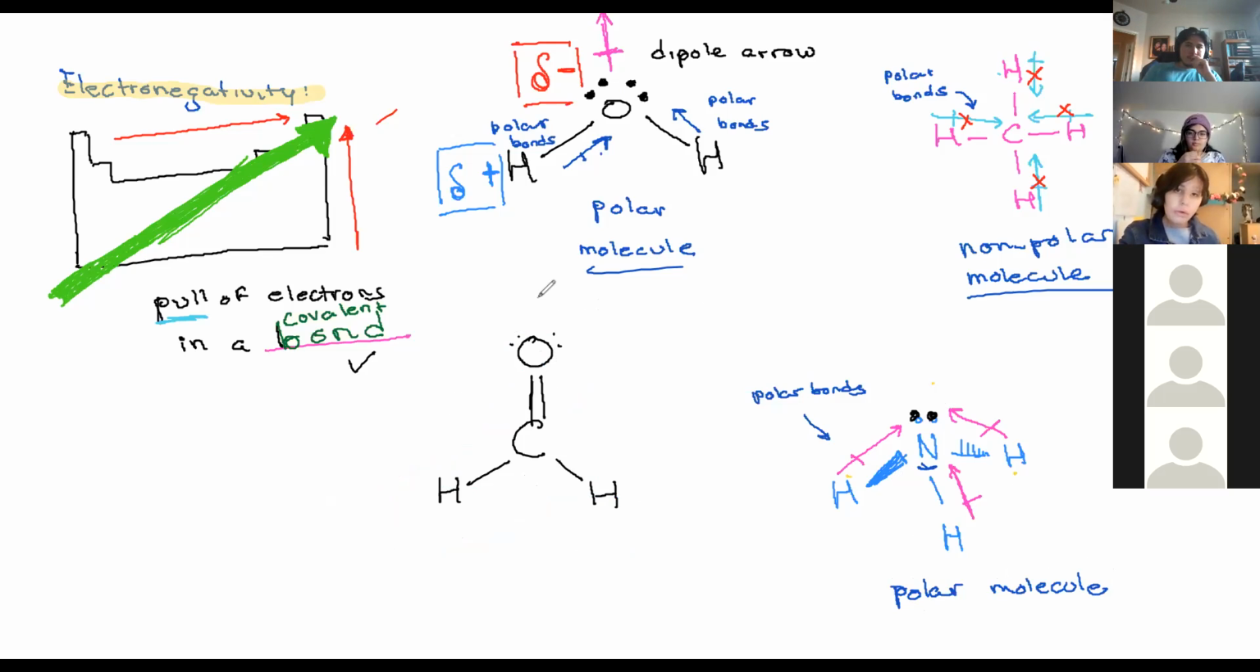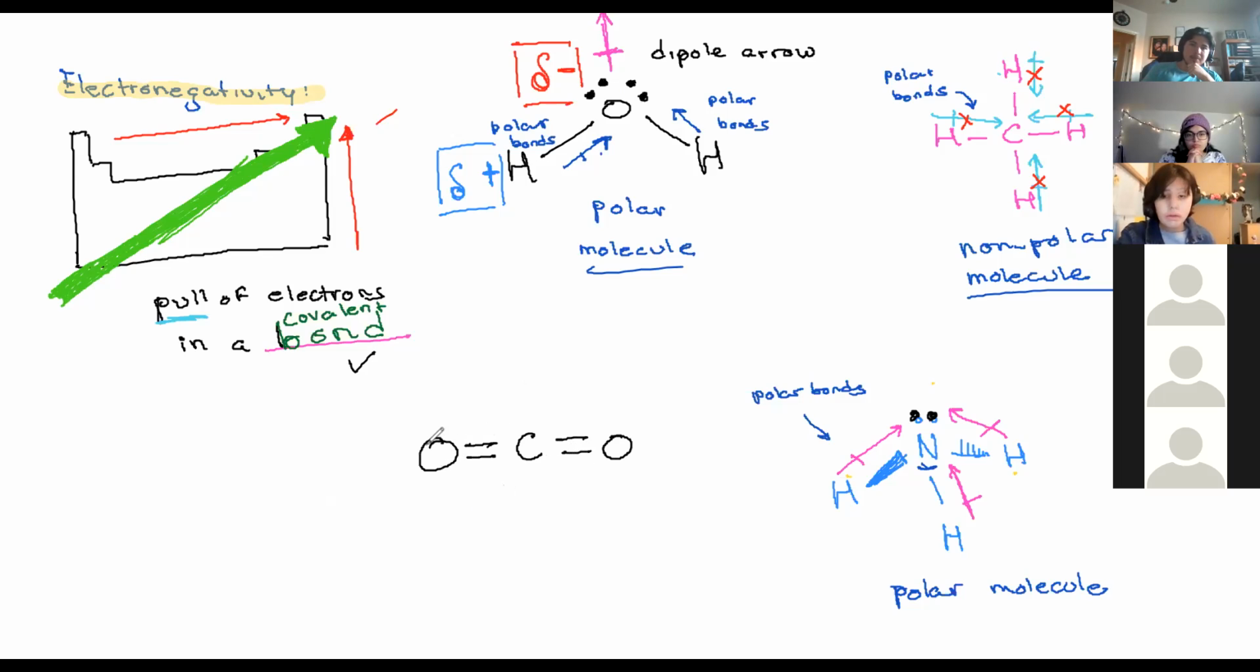But let's do one more example. I feel like we should do an example where the vectors technically aren't canceling each other out, but they're pointing in opposite directions, like carbon dioxide. Oh yeah, that's a good one. I was going to do a diatomic one, but that one's actually better.